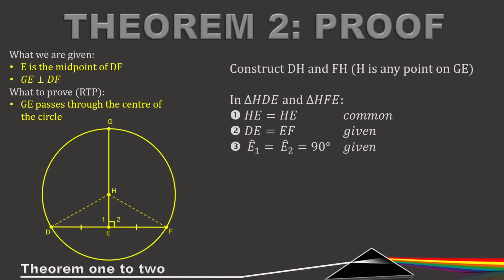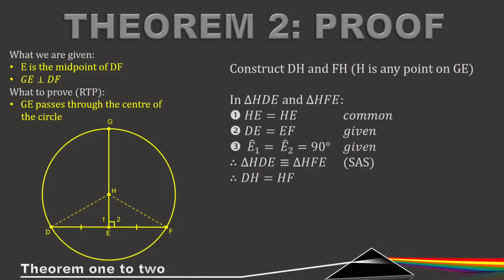Then we have our three things that are equal, so we can end off and say, therefore, HDE is congruent to HFE, and our reason is side, angle, side, in that order. Then we can conclude that DH is equal to HF.